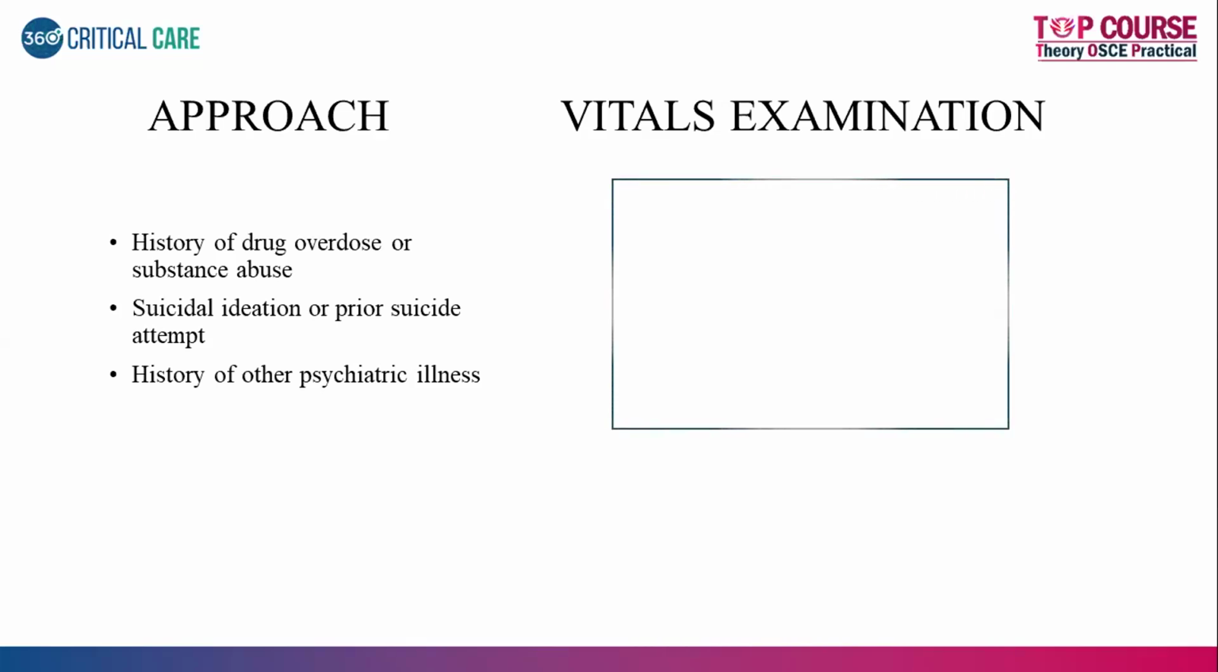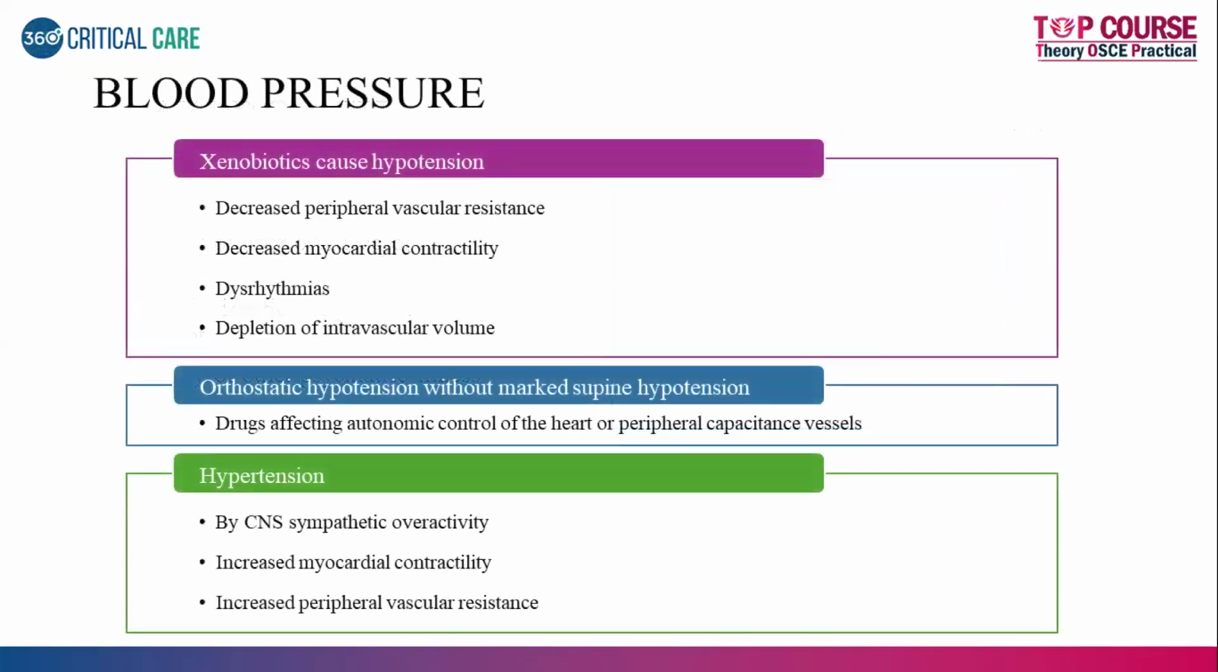Now coming to the vital examinations. Four things, your blood pressure, pulse rate, respiratory rate and temperature, form the important vital signs in a toxidromic approach. We'll discuss each of them. First is blood pressure. You should know the mechanism of action, how this blood pressure presentation occurs in a poisoned patient.